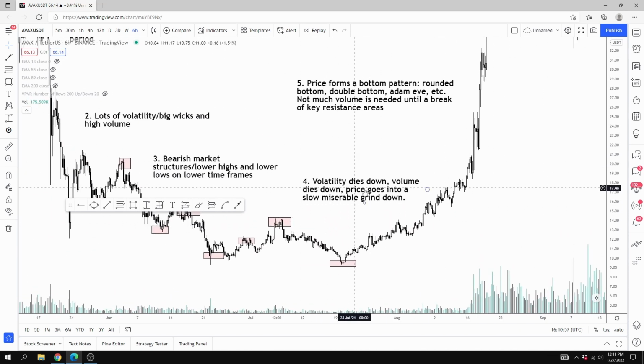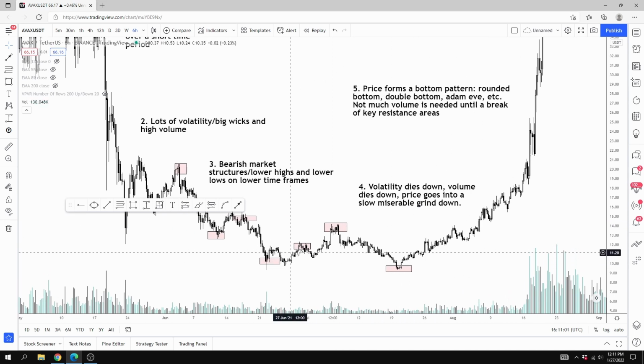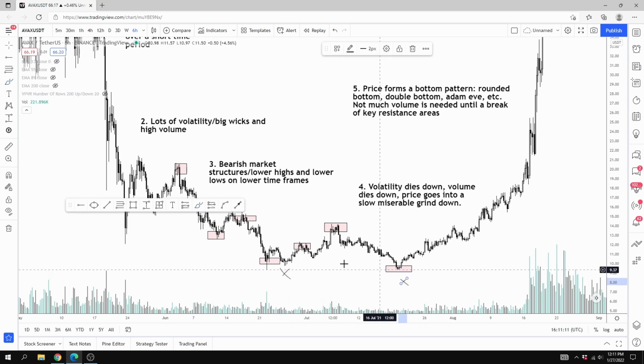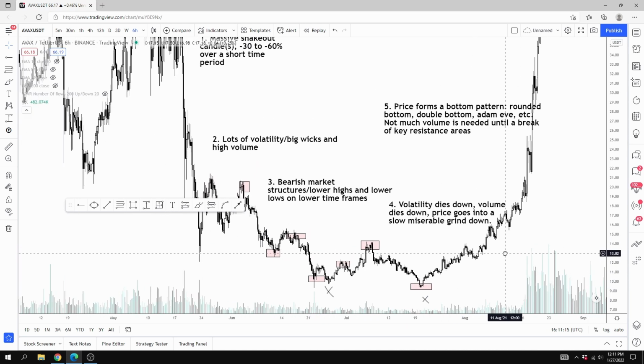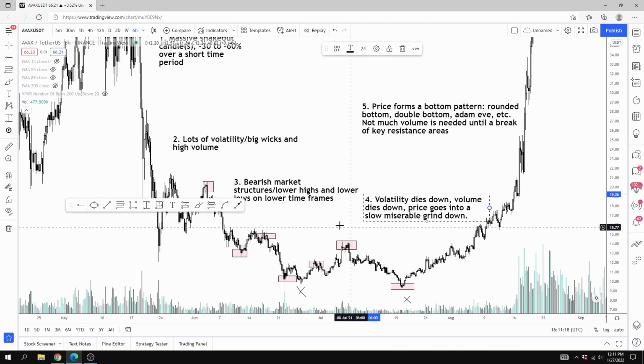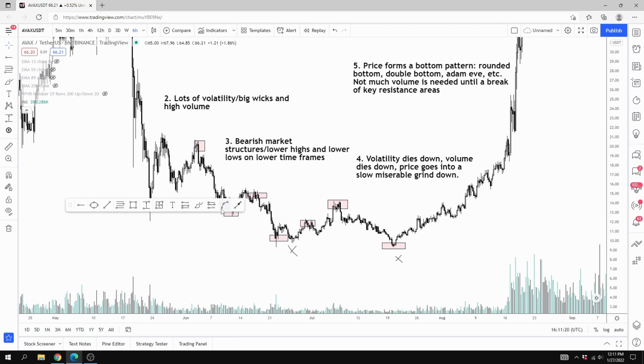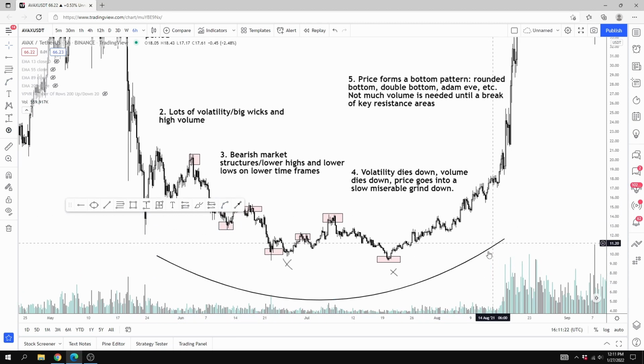And step number 4 is volume and volatility both die down. And sometimes you get one last retest. So you'll see some sort of double bottom here. And this is a double bottom on lower time frame charts. And then at the end of the day, you get a rounded bottom. This is the rounded bottom. This overall was the reversal pattern.